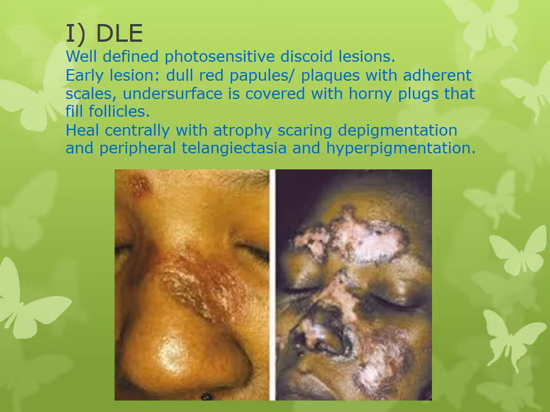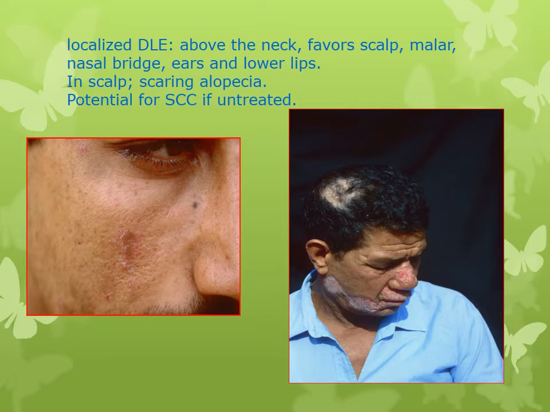This is a picture of an early stage. Later on, the plaques heal centrally with atrophy, scarring, and depigmentation, and with peripheral telangiectasia and hyperpigmentation. So this is a figure of old discoid lupus erythematosus lesions. Localized DLE is located above the neck. They favor the scalp, the malar area, nasal bridge, ears, and lower lips.